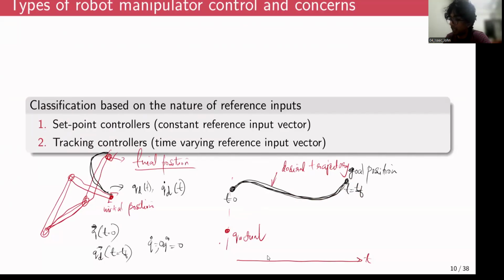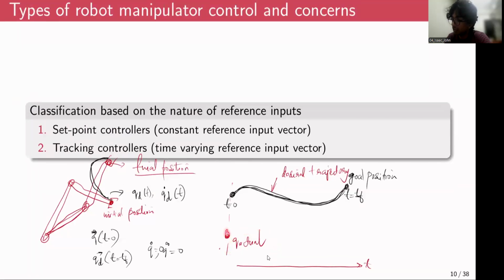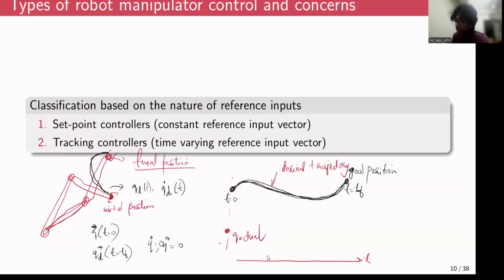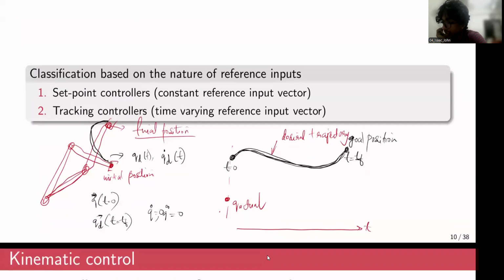If the initial position and the actual position are coinciding, it can track. But if the actual position of the robot at time t equal to 0 is different from the initial desired position, it has to gradually converge to the desired trajectory. And how fast it can converge, that all depends upon the control parameters. So that's the main difference between set point control and tracking control.